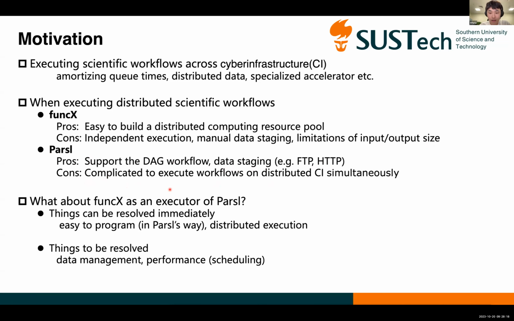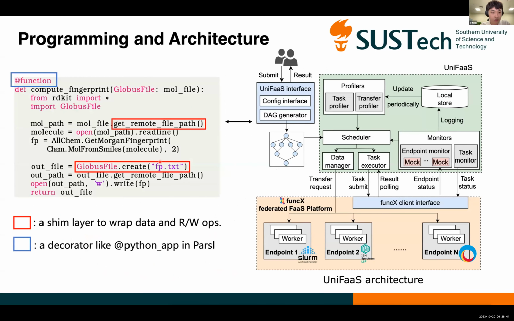If we combine Parsl and FuncX in this way, some things are resolved immediately. For example, users can easily program in Parsl's way and send the task to the remote endpoint through FuncX. But there are other things to be resolved, like how to do data management automatically and how to do scheduling for execution performance. So we present UniFaaS, a framework combining Parsl and FuncX, to address these challenges.